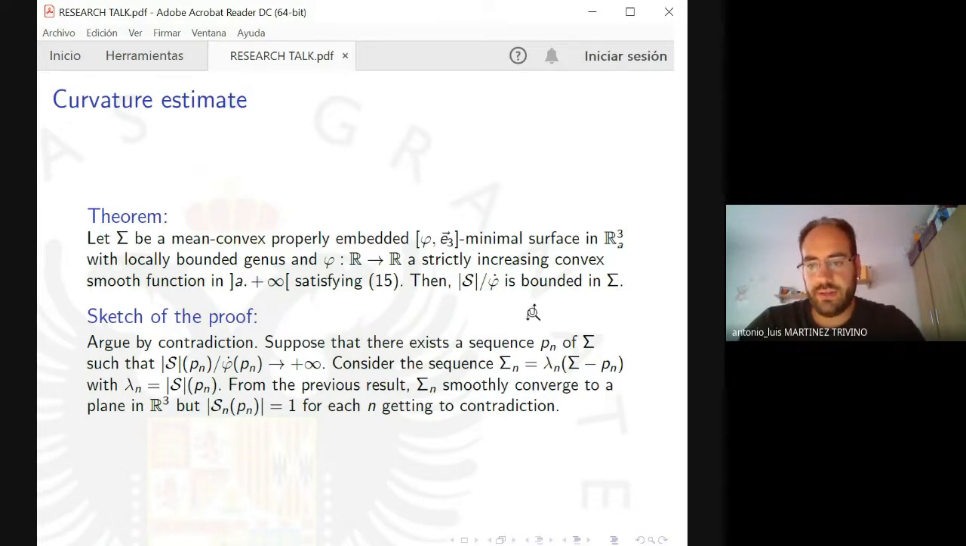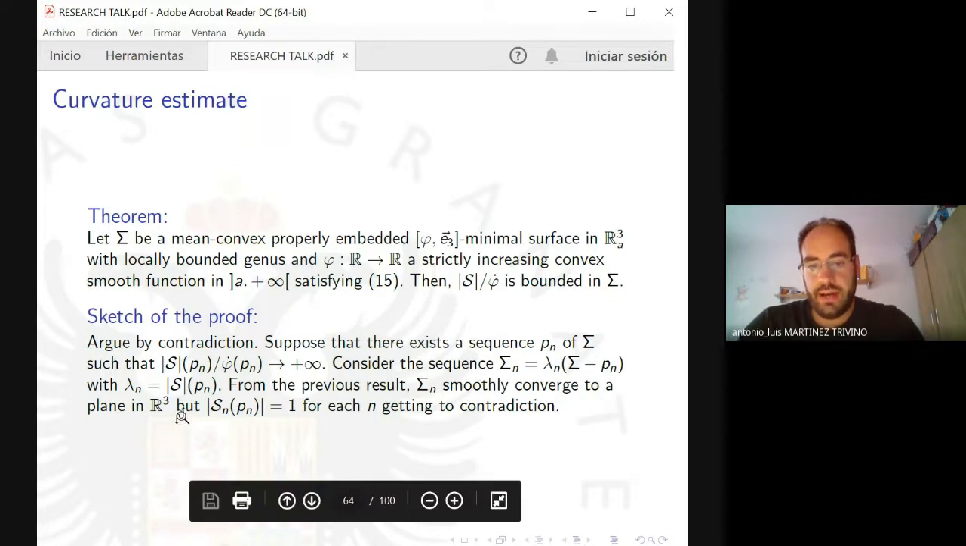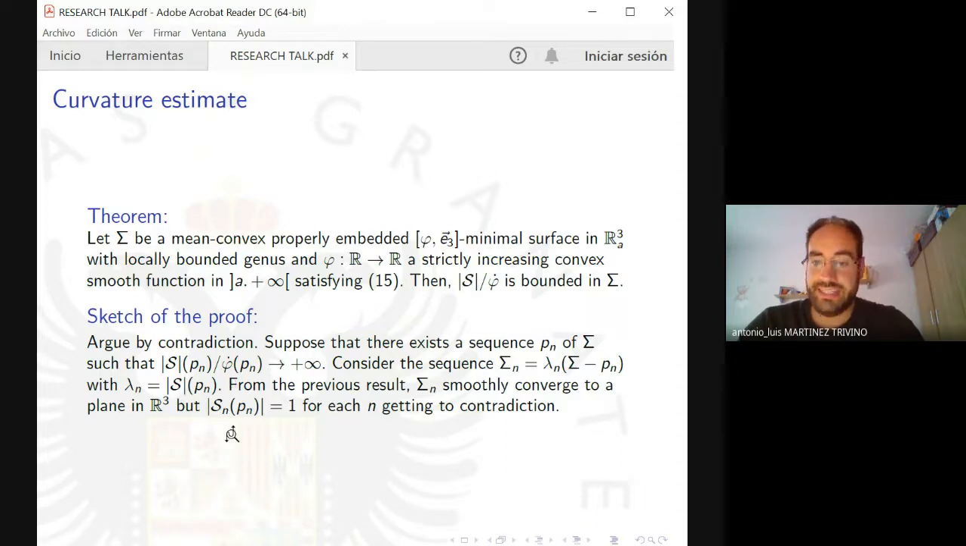Suppose that there is a sequence of points such that the limit tends to infinity. Consider the sequence of blow-ups of the surface, where lambda n is given by this divergent sequence of real numbers. Okay, from the previous blow-up result, we get that sigma n smoothly converges to a plane in R3, but by definition, the limit is not totally geodesic, which is a contradiction because the limit is a plane. Okay, this is the catch of the proof.